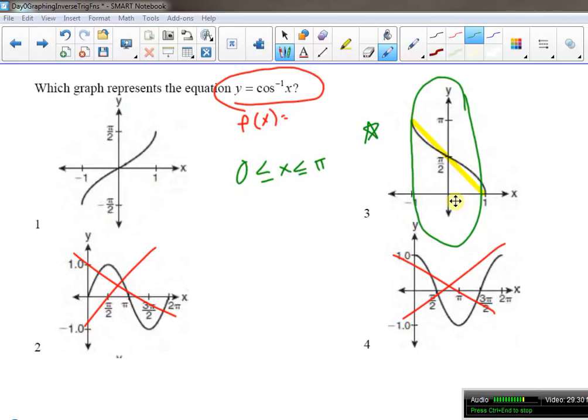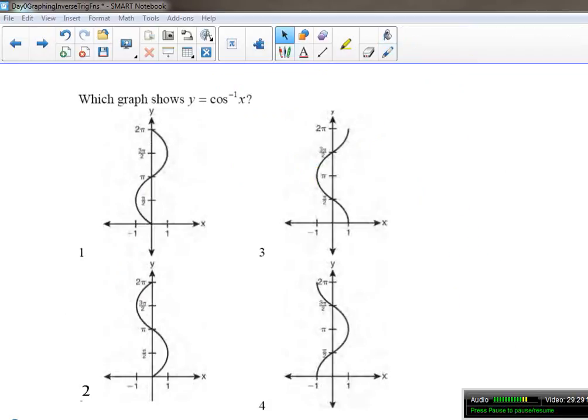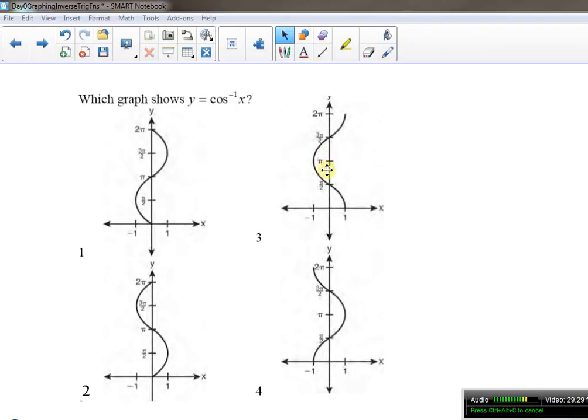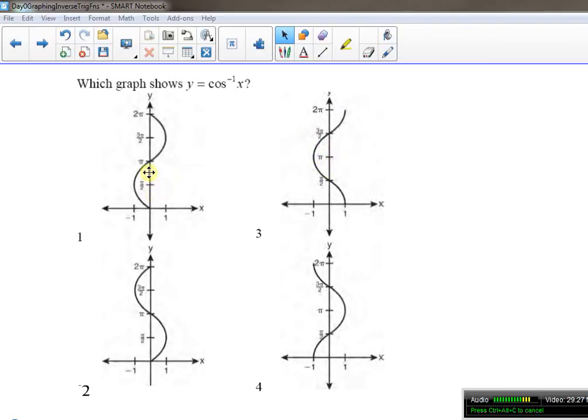Let's look at the second Regents question here. Which graph shows y equals cosine inverse of x? Well, that one has to be a y. I'll agree with that one because none of these pass a vertical line test, so I couldn't call any one of them functions. We just talked about the fact that if we read the y-axis, we'll be good to go on these.